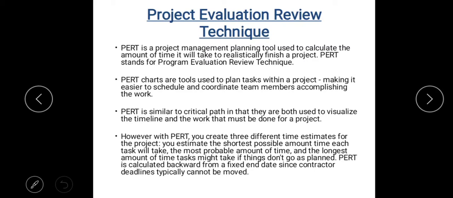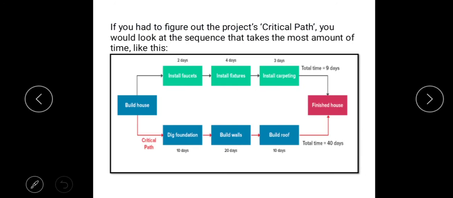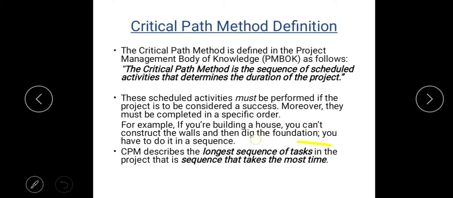What do we mean by realistically finish a project? Let me give an example. In case of critical path method, we were calculating the longest sequence of time to complete a project. You can observe in this example, in case of building a house, non-critical activities constituted 9 days of time, critical activities constituted 40 days of time. In this example, what is our critical path? It is obviously 40 days because we always estimate the longest sequence of tasks in case of critical path method.